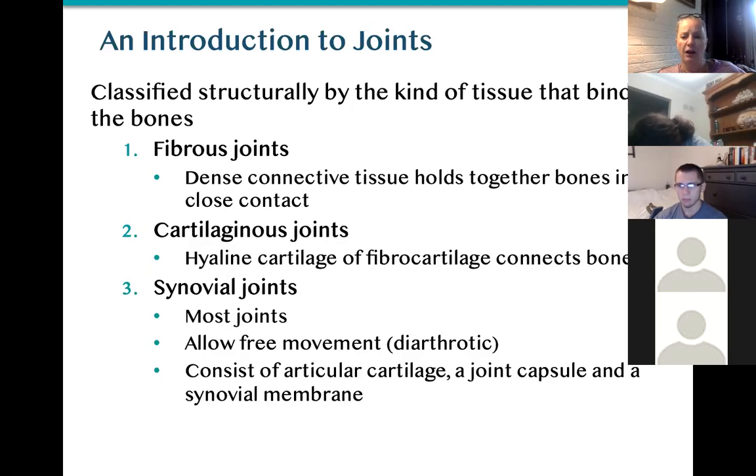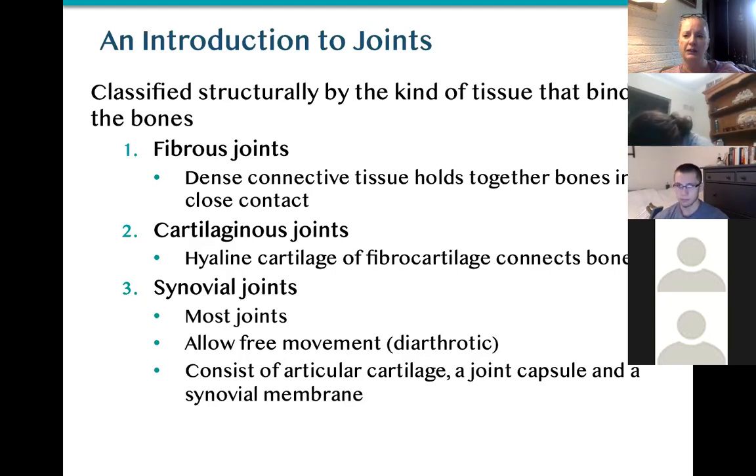All right, so we start out with our fibrous joints. These are going to be joints that are held together when the bones are in close contact. And so you'll have these big bands of fibrous collagenous tissue holding them together. You'll also have cartilaginous joints. And these are going to be more the joints that we'll be somewhat talking about, which are going to be hyaline cartilage holding and connecting the bones together. And the biggest category that we save for last is our synovial joint, which is going to be most of the joints in the body.